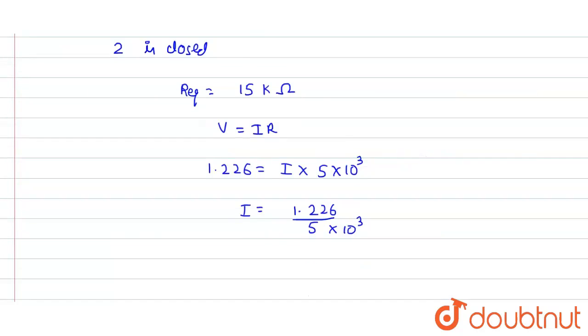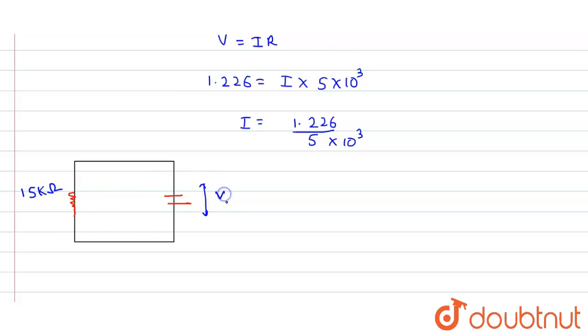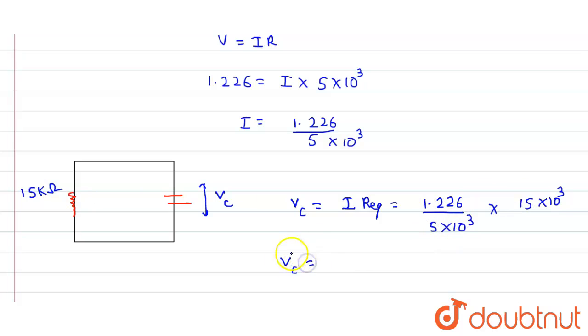Okay, or we can just redraw the circuit as the equivalent circuit. If we draw the equivalent circuit like this, this is our capacitor. Now if we replace the two resistances by the equivalent resistance of 15 kilo ohm, whatever is the potential drop across our capacitor would be the potential drop across this 15 kilo ohm. So we can say that VC would be equal to I into R equivalent. And what is the value of I? It is 1.226 divided by 5 into 10 raised to the power 3. If we multiply it by this 15 into 10 raised to the power 3, we get the potential existing across the capacitor.